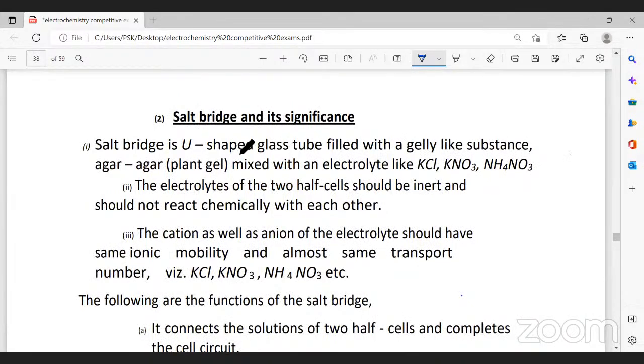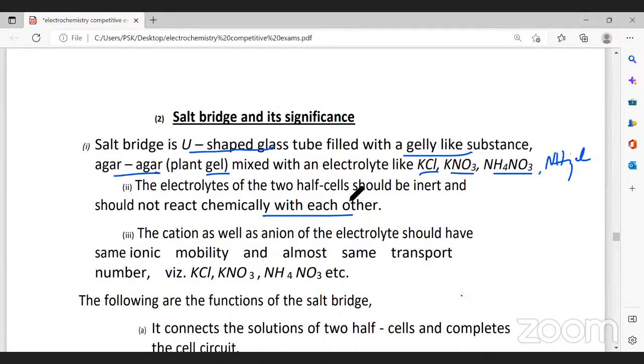A salt bridge is a U-shaped glass tube filled with a jelly-like substance, agar-agar, plant jelly, mixed with an electrolyte: potassium chloride, potassium nitrate, ammonium nitrate. Ammonium chloride also can be used. The electrolytes of two half cells should be inert and should not react chemically with each other.